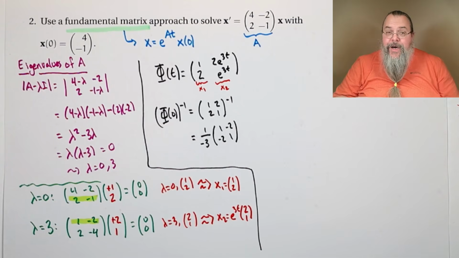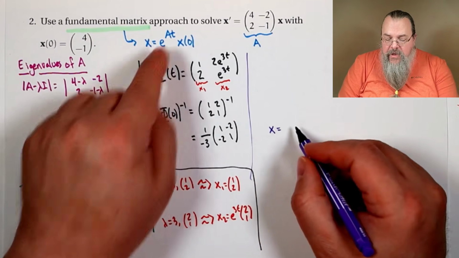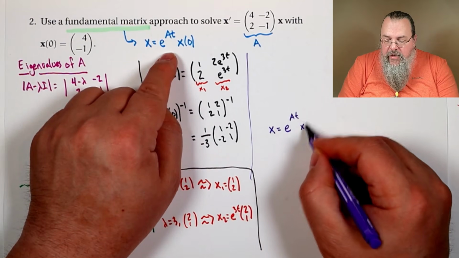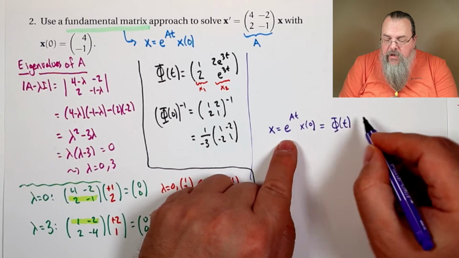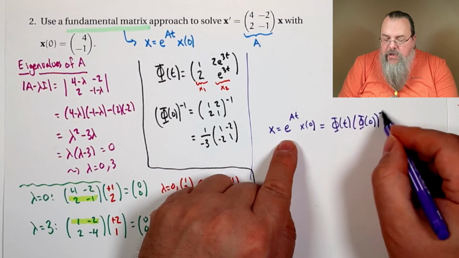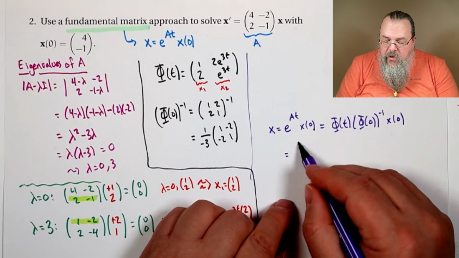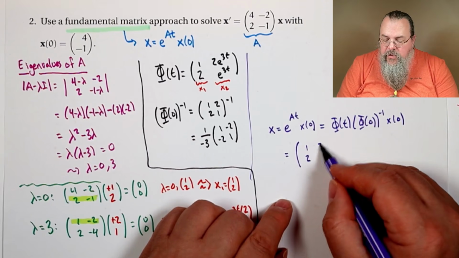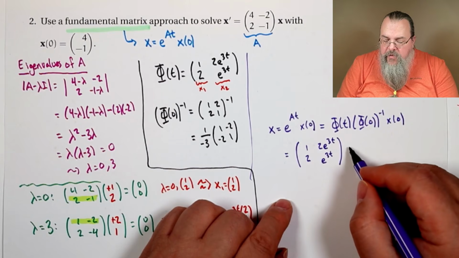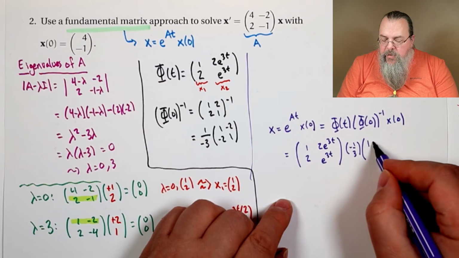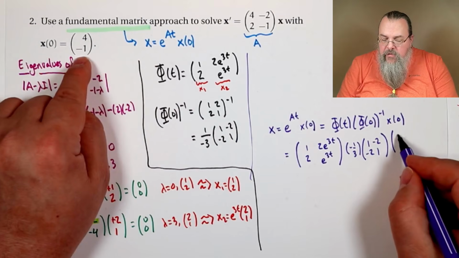Let's finish our problem up. We know that x is e to the at x of 0. But we know that e to the at is phi of t, phi of 0 inverse x of 0. So what we need to compute, we'll write these terms down: 1, 2, 2 e to the 3t, e to the 3t, times negative 1/3, 1 minus 2 minus 2, 1, times x of 0, which is 4 minus 1.